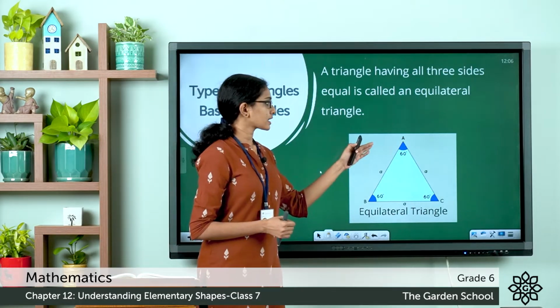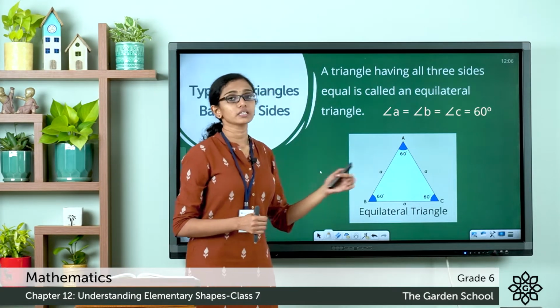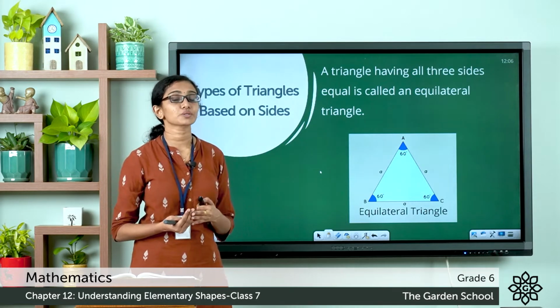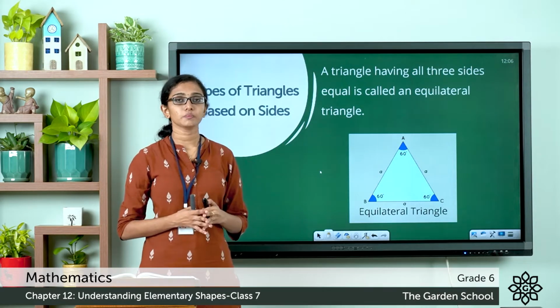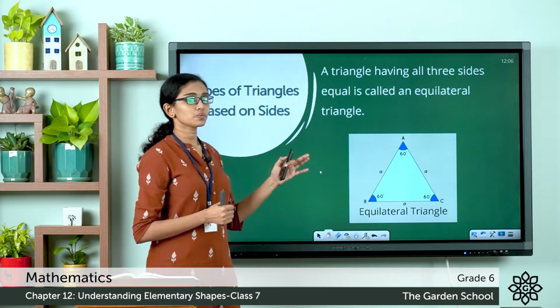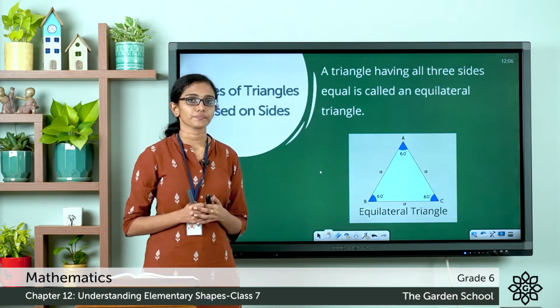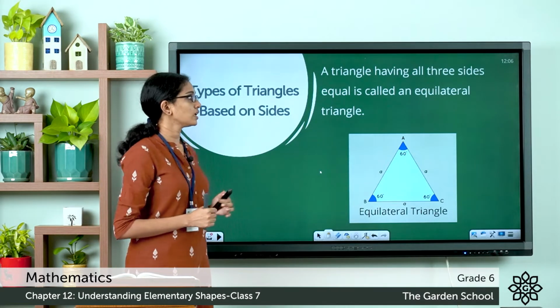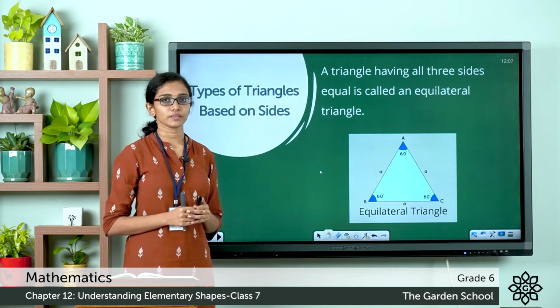Now, the angles, angle A, angle B and angle C will also be equal in measure. So, for an equilateral triangle, all the 3 sides will be of the same length, will be equal in measure. The angles will also be equal in measure. So, a triangle having all 3 sides equal is called an equilateral triangle.